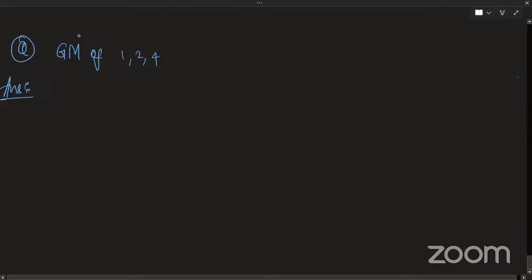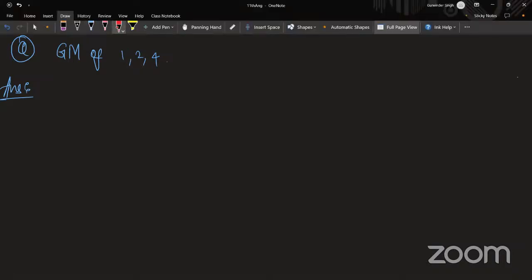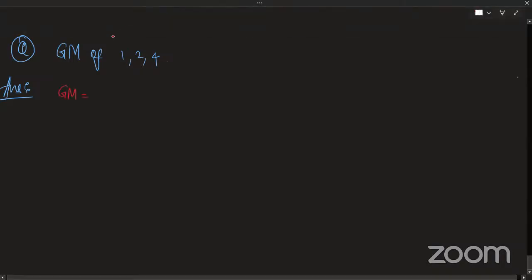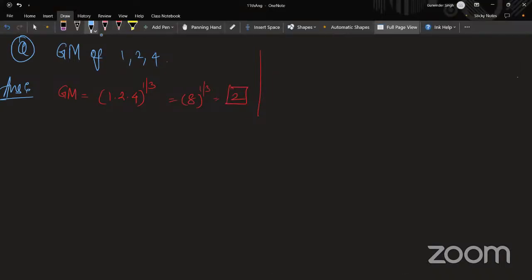Can anyone tell me? It's 2, sir. Yes. How did you do it? 1 into 2 into 4, whole power 1 by 3, sir. Correct. So it is basically 8 power 1 by 3, right? Yes, sir. So it is 2. Cube root of 8. Yes, correct.